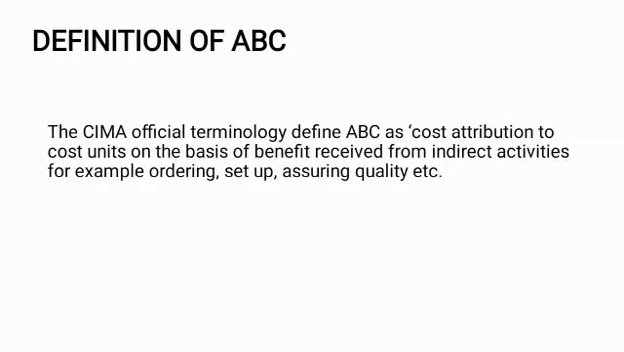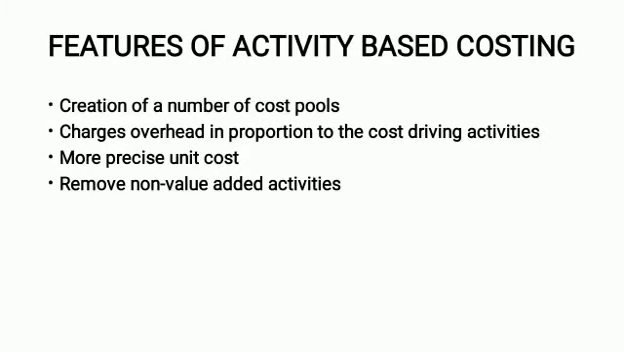The definition given by CIMA, that is CIMA official terminology, defines activity-based costing as cost attribution to cost units on the basis of benefits received from indirect activities. For example, ordering, setup, assuring quality, etc. Let us focus on features of activity-based costing.